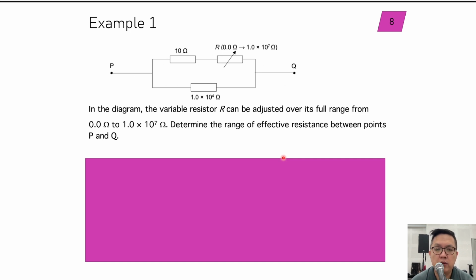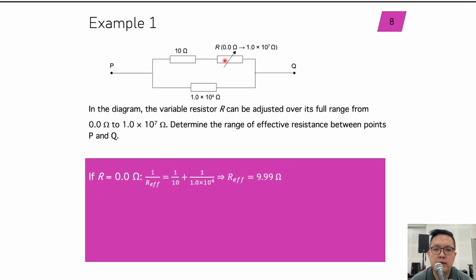Example 1, we have a setup like this. We have P to Q, but there are two branches across it. There's this branch here which has two resistors in series, a 10 ohm fixed resistor together with a variable resistor that ranges from 0 ohm to 1 times 10 power 7 ohms. Then the other branch has a fixed resistor of 1 times 10 power 4 ohms. So determine the range of effective resistance between points P and Q. For this one, this R can be adjusted from 0 to 1 times 10 power 7 ohms. Okay, so we'll see what we can do here.